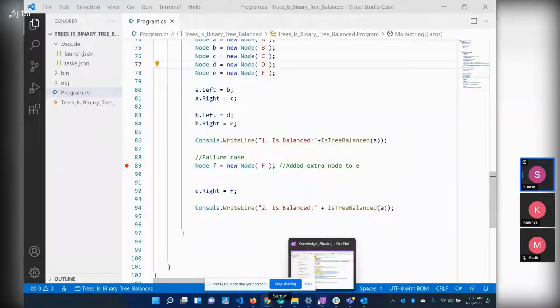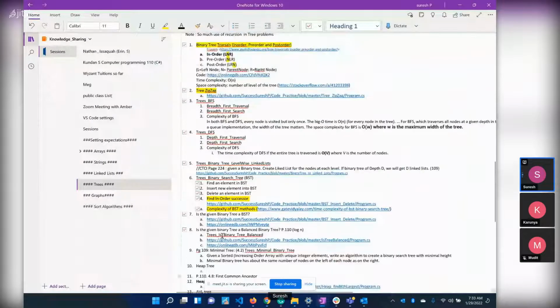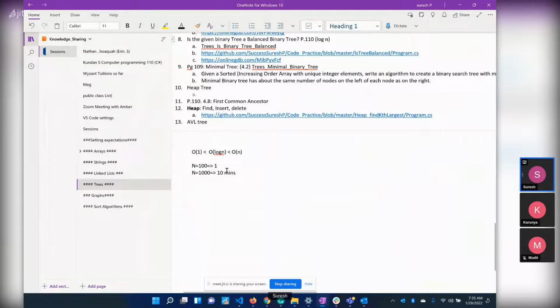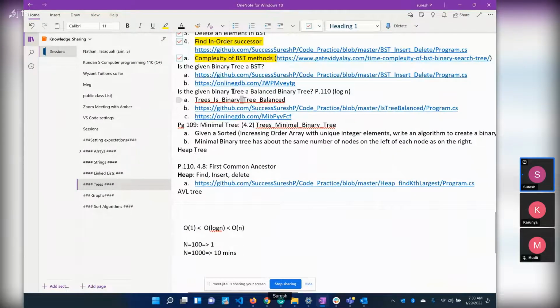So in this problem, last week we discussed the balancing of a binary tree, right? Like, given a tree, whether it is balanced or not. That is one thing. And the next one we are going to discuss is minimal tree. So we'll review this problem again and then we'll talk about minimal tree: what is a minimal binary tree and how to construct it, and then we will talk about heaps if we have some time.